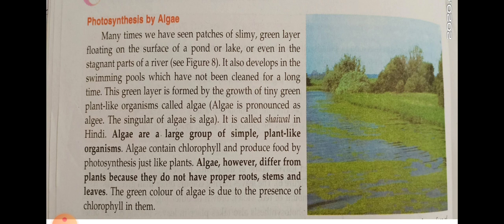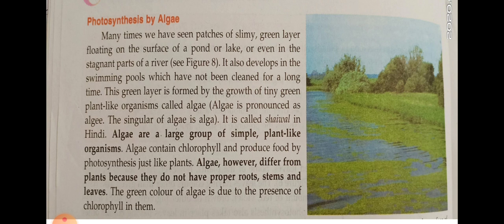Okay. Now, photosynthesis by algae. Many times we have seen patches of slimy green layer floating on the surface of a pond or lake. You have already noticed patches of green layer on the surface of a pond or lake, in any small part of a river, and also in a swimming pool which has not been cleaned for a long time. Algae are a large group of simple plant-like organisms.